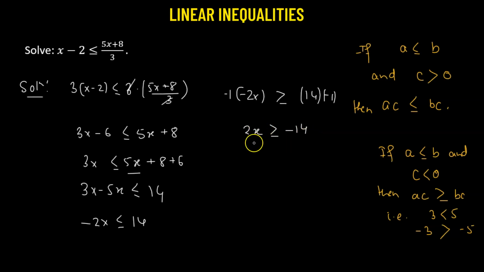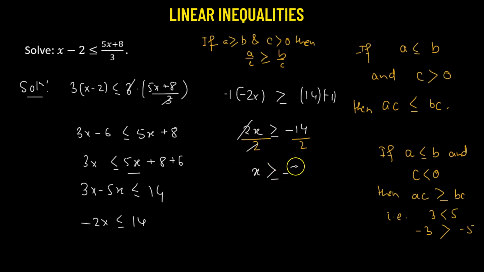Next, we'll divide both sides by 2 so as to get rid of the coefficient of x on the left hand side. Here, we'll use the condition that if A is greater than or equal to B and we have a value C which is greater than 0, then A over C is also greater than or equal to B over C. So that means we have 2 and 2 cancelling out. x will be greater than or equal to negative 7, and this is going to be the solution to our inequality.